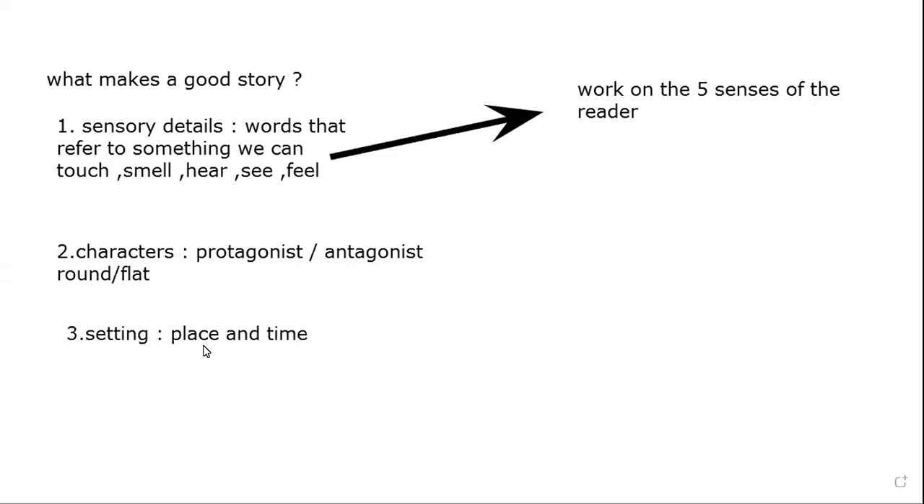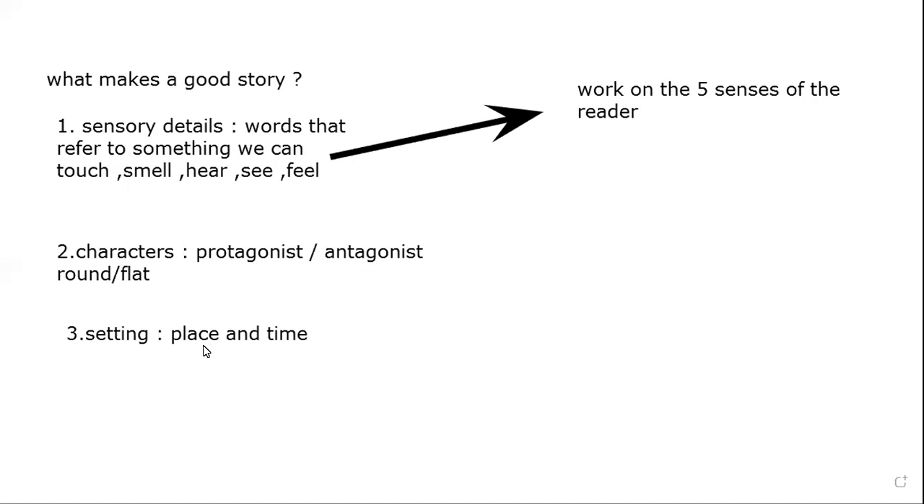So the setting means the place and the time of the story. Again, we're talking about the elements of writing a story. What makes a good story? Number one, you need to put words that have sensory details. Sensory details, I mean you should work on the five senses of the reader. Things that you can touch, things that you can hear, things that you can smell, things that you can feel.